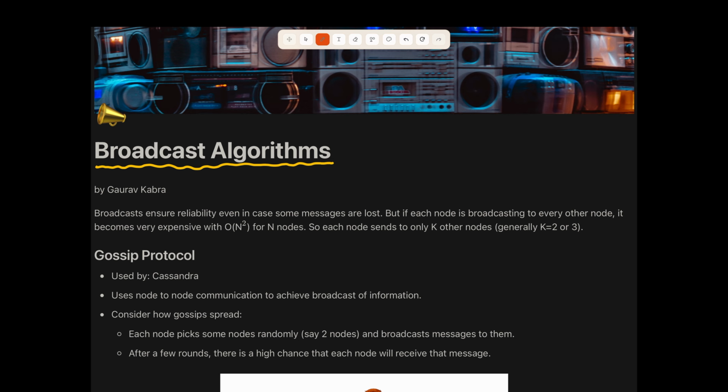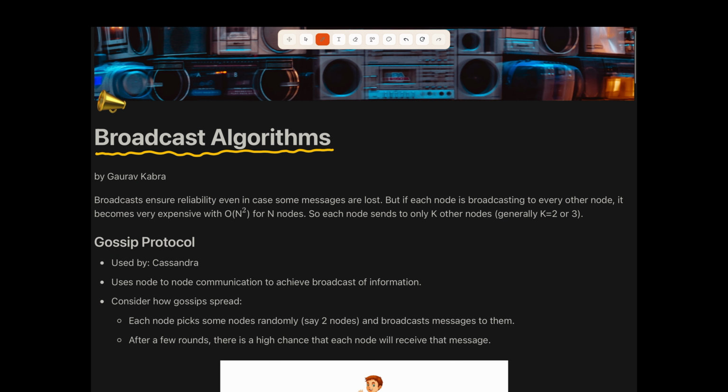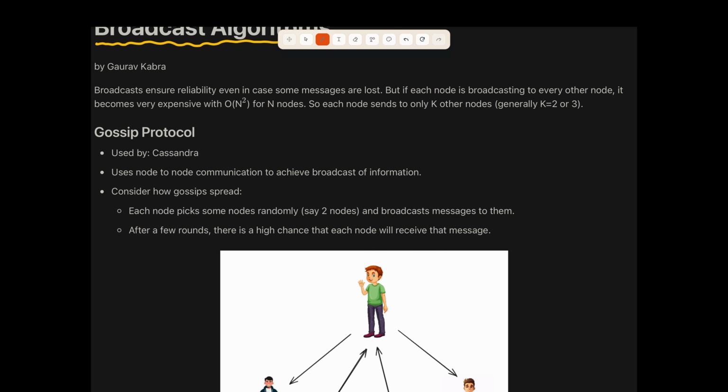In one of the previous videos, we discussed clock synchronization. So if you have not watched that video, I would recommend watching that first because some of the concepts of Lamport timestamps will be coming in this video. So that video is highly appreciated. Let's get started. Broadcasts ensure reliability even in case some messages are lost.